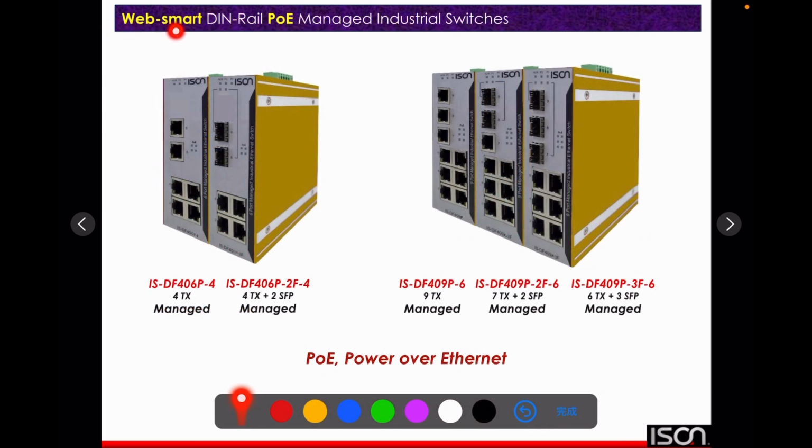Web Smart DIN Rail PoE Managed Industrial Switches. The IS-DF400P series provides an entry-level solution with up to 6 ports PoE output and total 6 to 9 fast Ethernet ports.